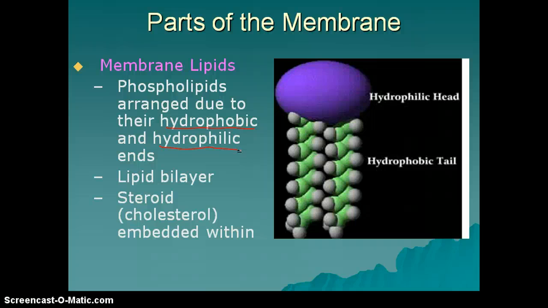So here's what it looks like. You can see a hydrophilic head. It's just kind of a big ball, and then we have our chains here of the hydrophobic tail, and there's usually just two tails per head, kind of.